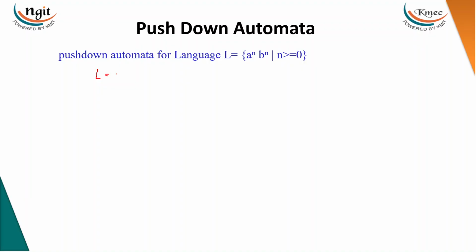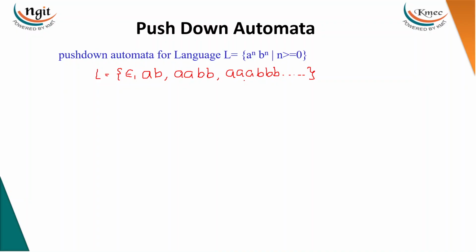So what is the language denoted by this? Epsilon, ab, aabb, aaabbb: the number of A's must be equivalent to the number of B's. First of all, is it a regular language or not? No. Why? Because we have a dependency, guys.